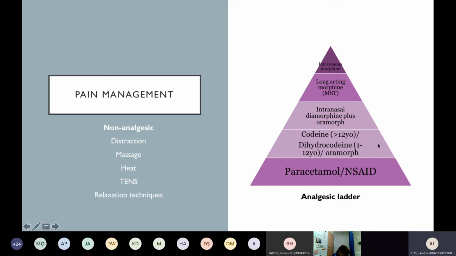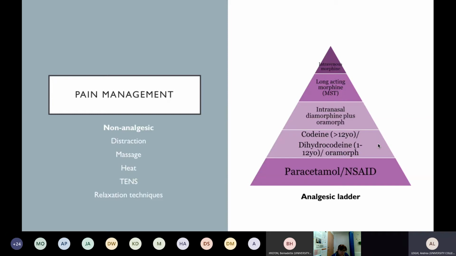We move up to codeine or dihydrocodeine. In children, you're not allowed to prescribe codeine in under 12-year-olds because there were a series of events of children having hypoventilation and serious events after codeine, and the MHRA, the Medicines and Healthcare products Regulatory Agency, just banned it, which was a bit of a shame for us because we do find it quite helpful in a proportion of children. The way we get around that is by using dihydrocodeine, not in babies under 1, but between the age of 1 and 12.